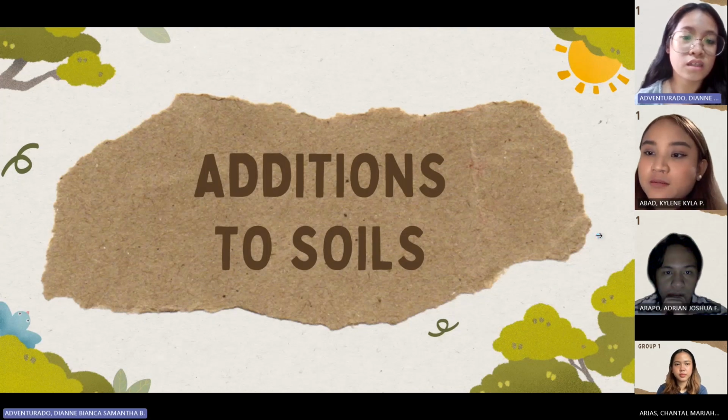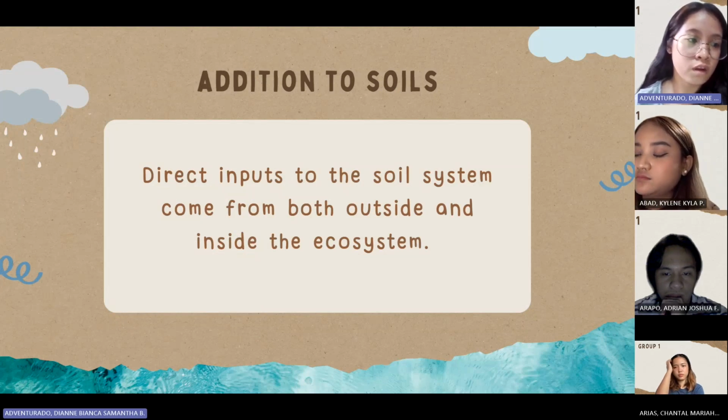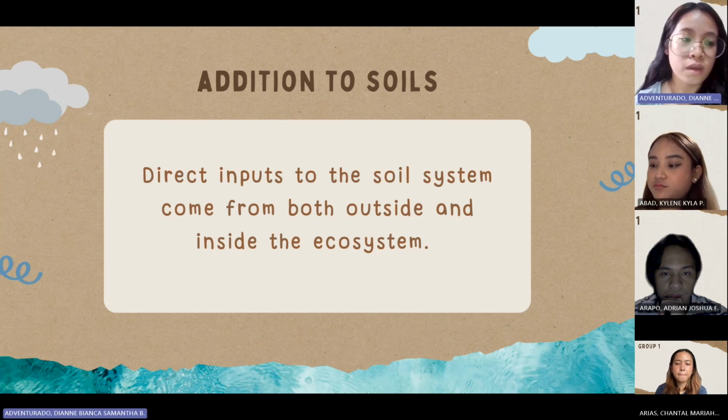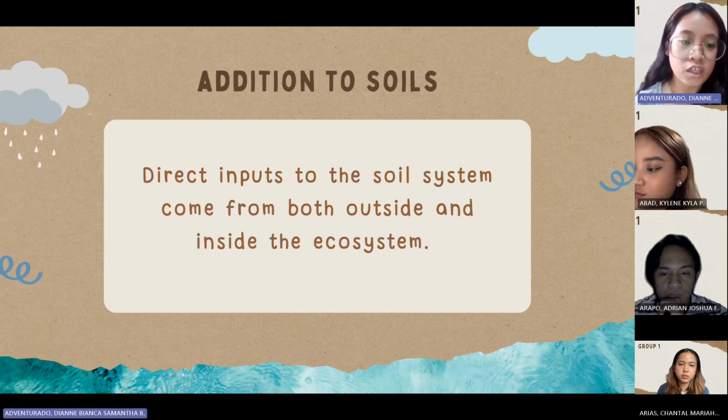So next is the addition to soils. The addition to soils is a direct input to the soil system, coming from both outside and inside the ecosystem. The inputs from outside come from precipitation and wind, which deposit ions and dust particles, and floods and tidal exchange, which deposit sediments and solutes. The source of these materials determines their distribution and chemistry, leading to the development of soils with specific textural and chemical characteristics.